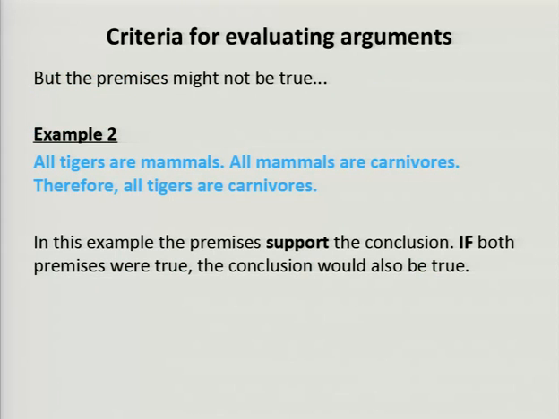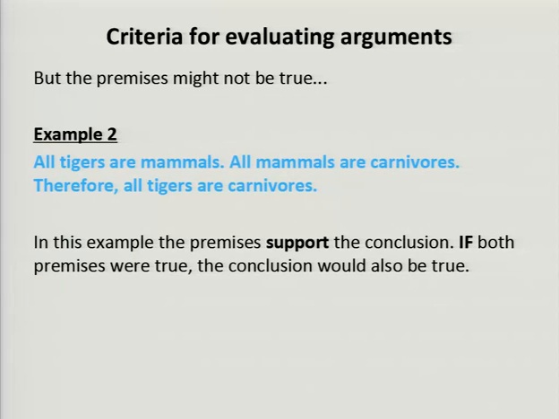All tigers are mammals. All mammals are carnivores. Therefore, all tigers are carnivores. Now again, same situation. If the premises were true, they would support the conclusion. And in fact, the conclusion is also true. So I don't think there are probably many vegetarian tigers out there, at least not if they have a choice about it, right?